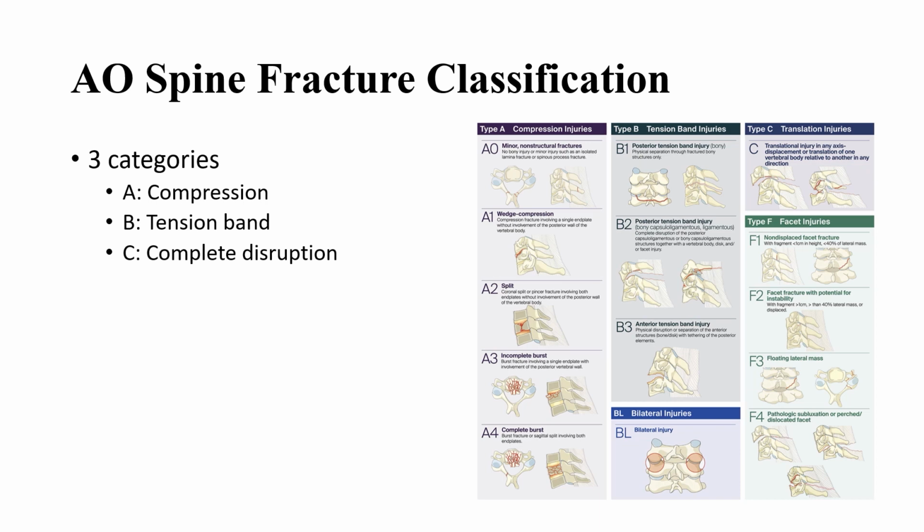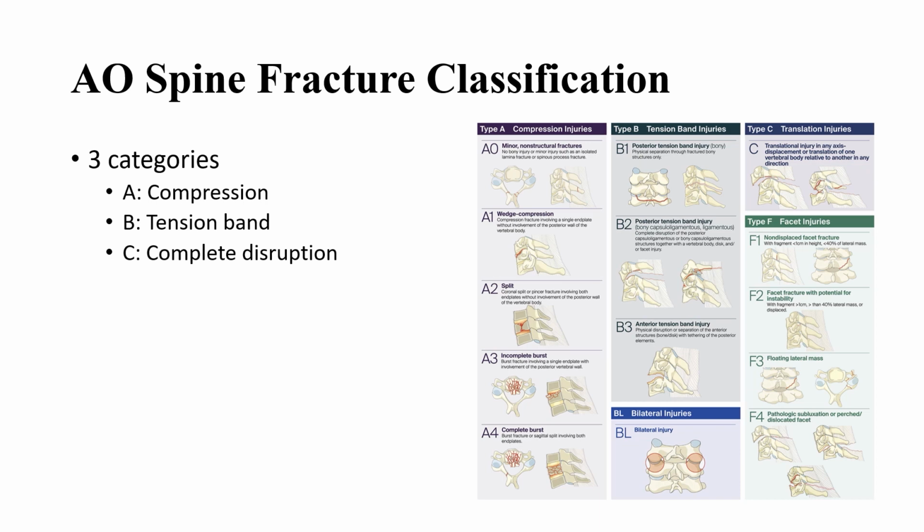There are 3 major categories of injury patterns: A-type compression injuries that crush the vertebral body, B-type tension band injuries that either tear through the anterior or posterior half of the spinal column, and finally C-type injuries, which are complete disruptions of both the anterior and posterior spinal columns.